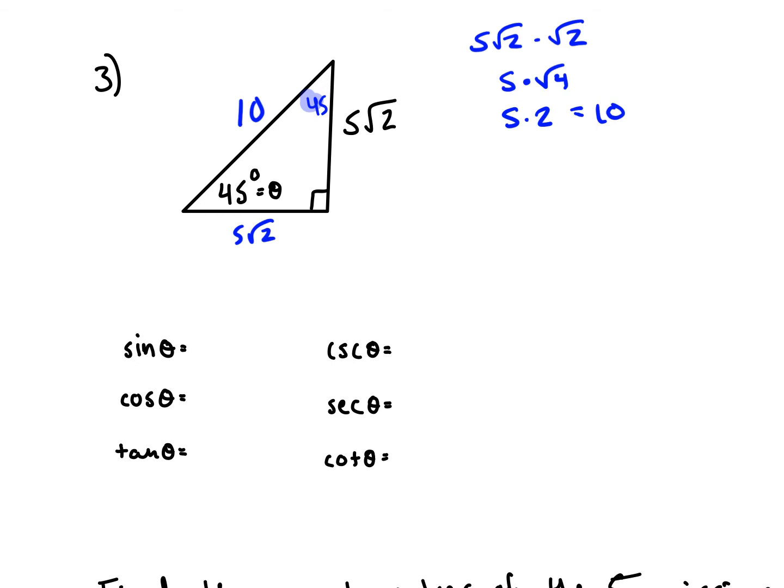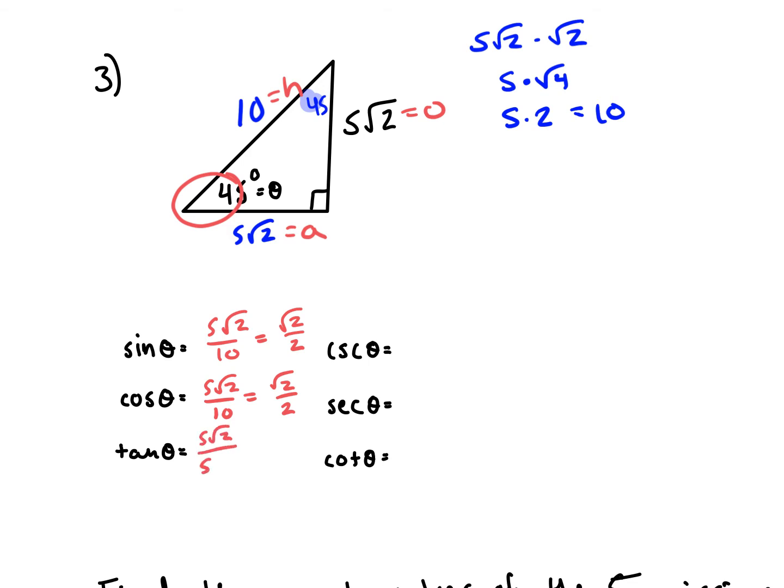Alright, so then we can find our sine of theta. So theta is down here. So sine is opposite over hypotenuse. So 5 square root 2 over 10. And what does this simplify to? Square root 2 over 2. Cosine is adjacent over hypotenuse, so 5 square root 2 over 10. And this simplifies to square root 2 over 2. And tangent is opposite over adjacent, so 5 square root 2 over 5 square root 2, which simplifies to 1.